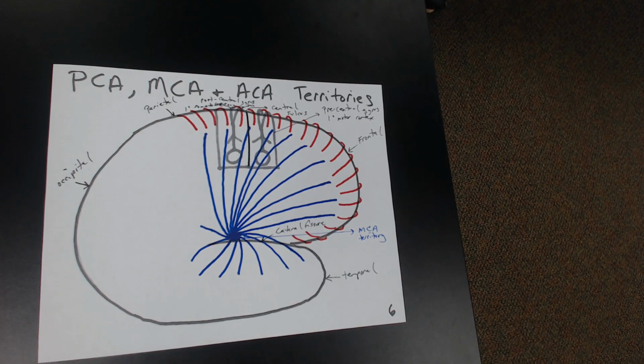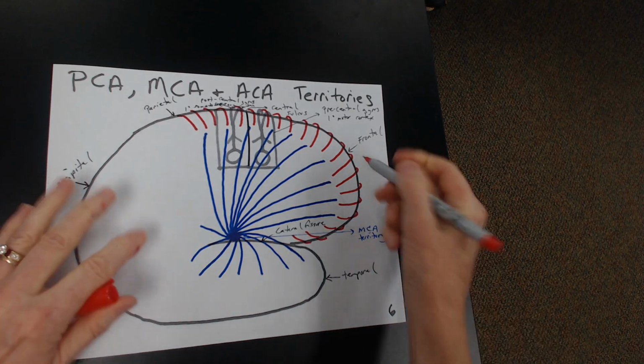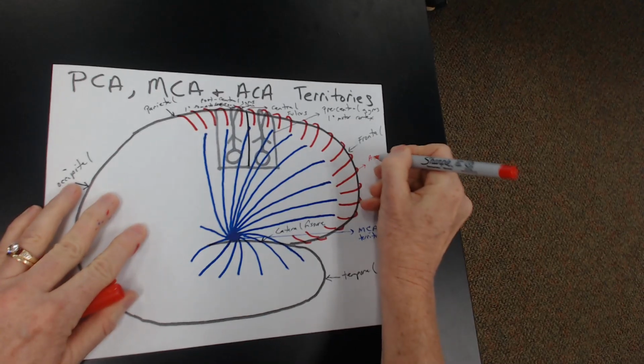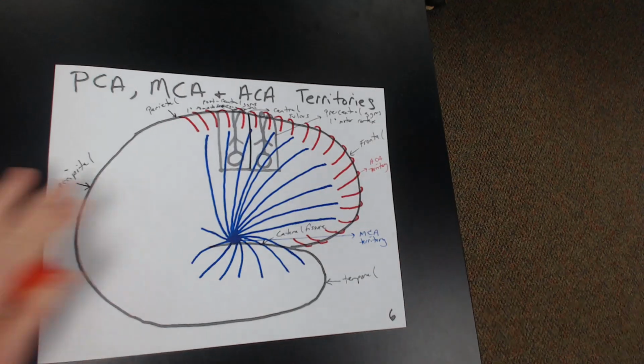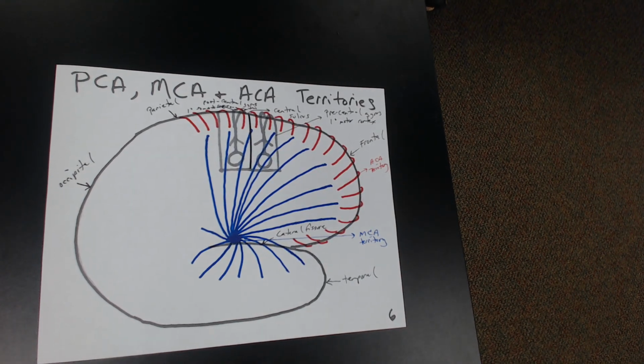It makes more sense now that you see the outside of the brain, so the red here is ACA territory. If I told you that your patient had a stroke that affected their ACA, would you expect their legs to be more affected or their arms? Legs. That's it. It's just that simple.